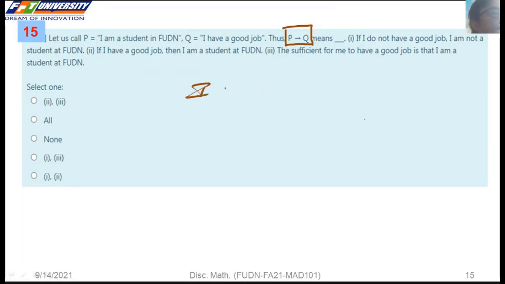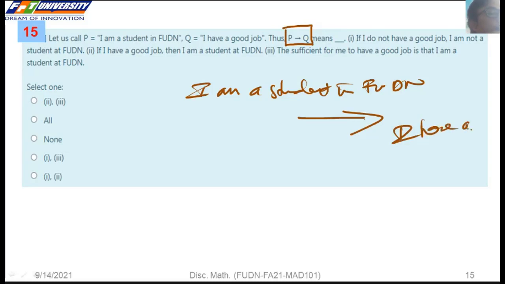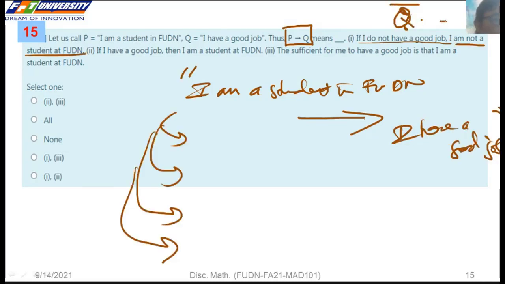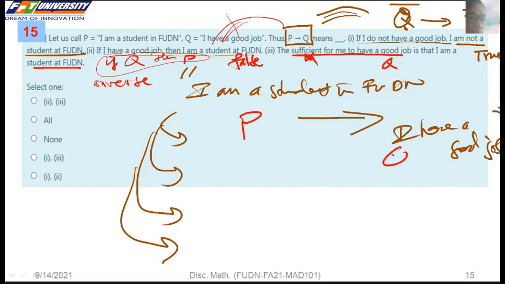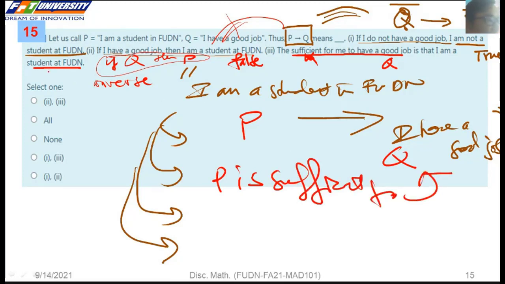This one: I am a student at FPT implies I have a good job. The first one means not Q implies not P, which is equivalent to P implies Q. So the first one is true. The second means if Q then P. This is the converse. The implication is not equivalent to its converse. So the second is false. We have P implies Q, then P is sufficient for Q. So the last is true. So we have 1 and 3.